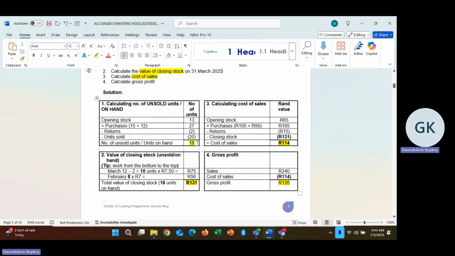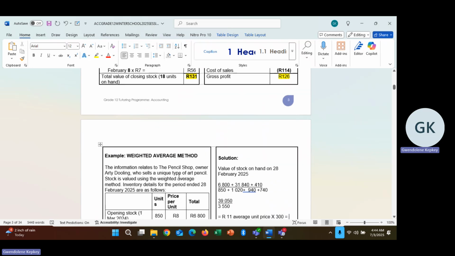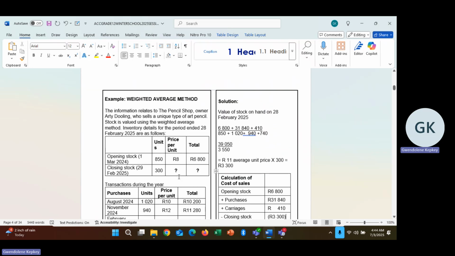Grade 12s, in this case, we have worked basic calculations which will form an integral part, but the core that you need to understand here is how to value your stock using the FIFO method. Allow me to move on and explain the weighted average method. Once we're done with these examples, we will move on to a specific question which will be dealing with these various methods of valuation.